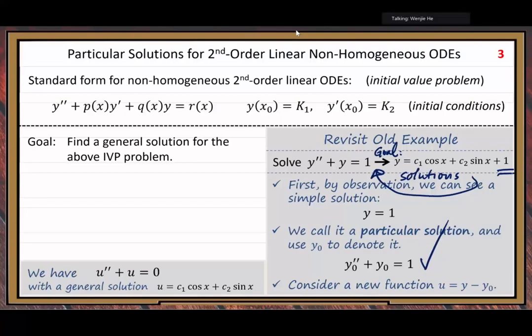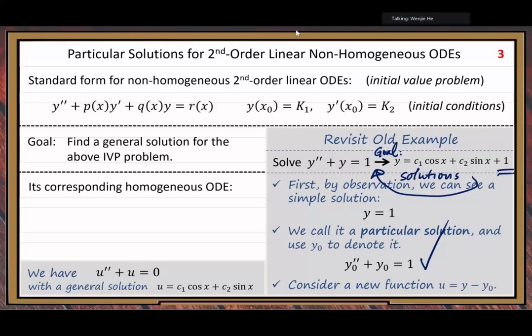So you get a general solution of the non-homogeneous. Here, can we do the same thing here? Although that's a simple example, we can easily generalize to the standard form.